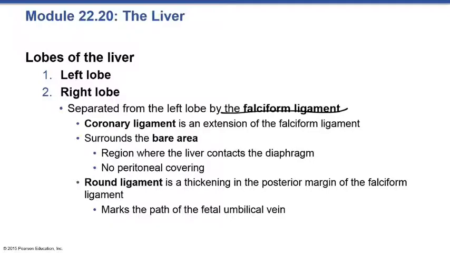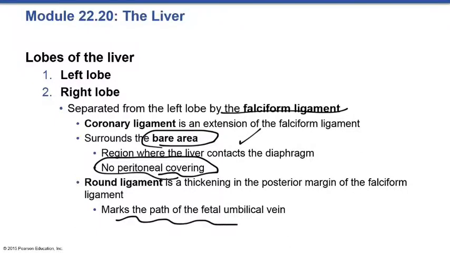There is a bare area. This is where the liver contacts the diaphragm, so, quote, there's nothing going on there. And there's a small area where there's no peritoneal covering, hence its name, the bare area. There's also the round ligament, and this is going to help basically mark the path of the fetal umbilical vein. So the umbilical vein becomes essentially the round ligament.